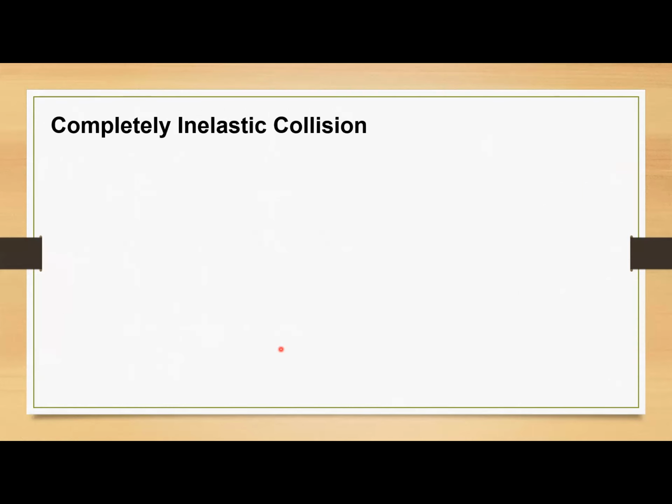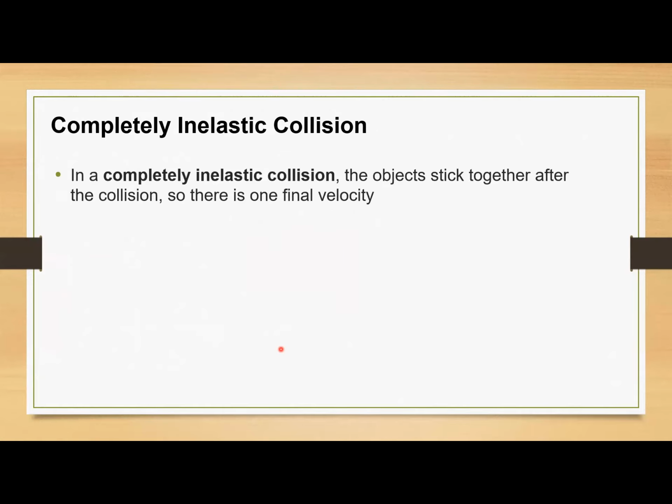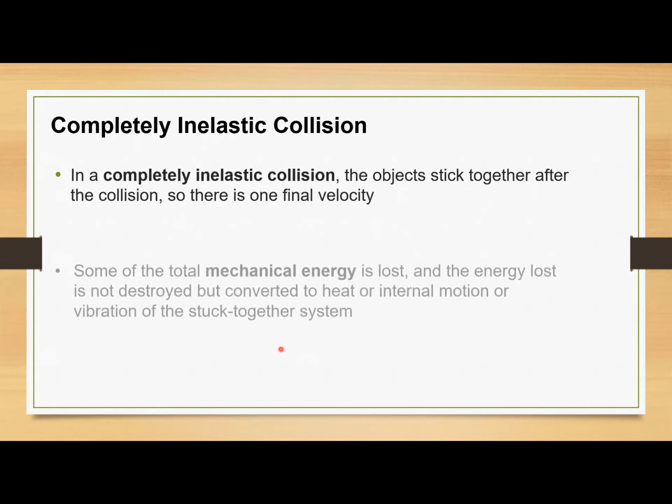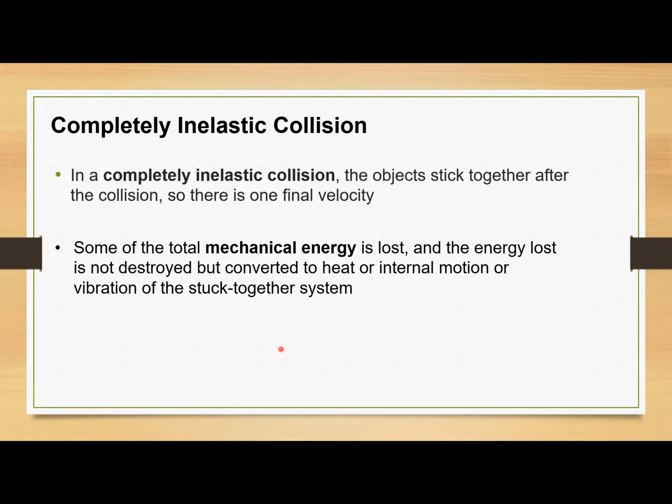Okay, and then the last type of inelastic collision is a completely inelastic collision. That is when you have a collision and the objects stick together after the collision. So both of the objects have one final velocity. Some of the total mechanical energy is lost, and the energy lost is not destroyed. We know from conservation of energy that we cannot create or destroy it, but we can convert it from one form to another. So in a completely inelastic collision, some of the total mechanical energy is converted to heat or internal motion or the vibration of the stuck together system. So the energy before the collision is different to the energy after the collision.